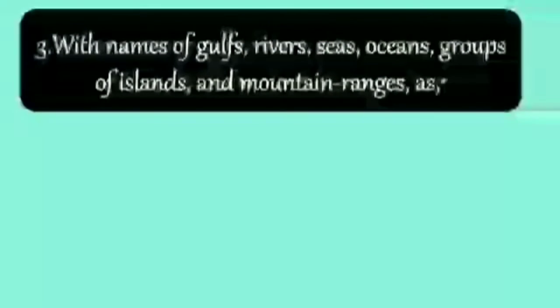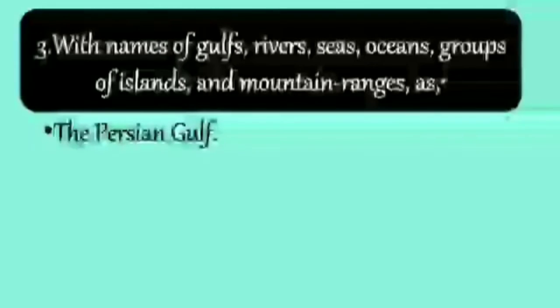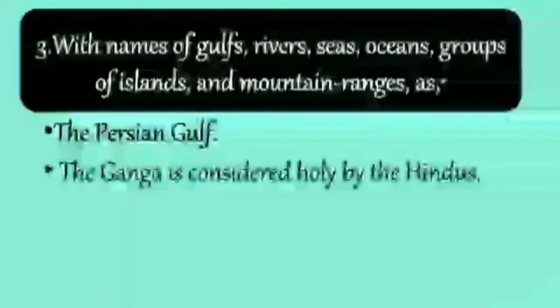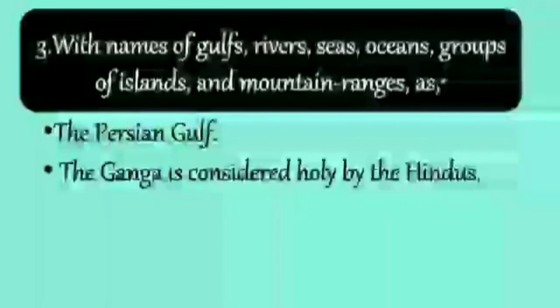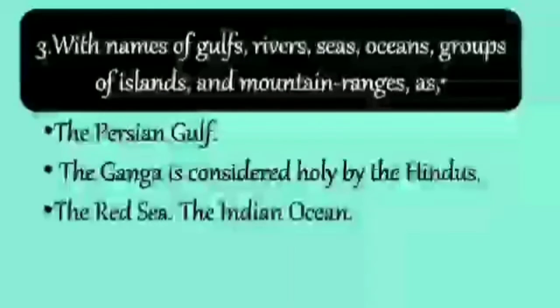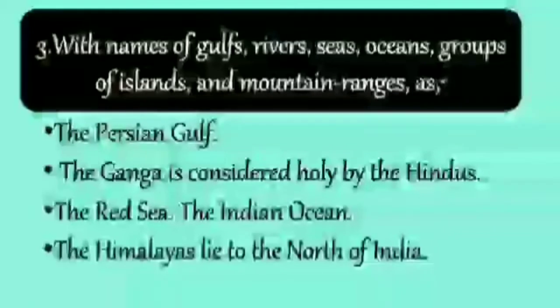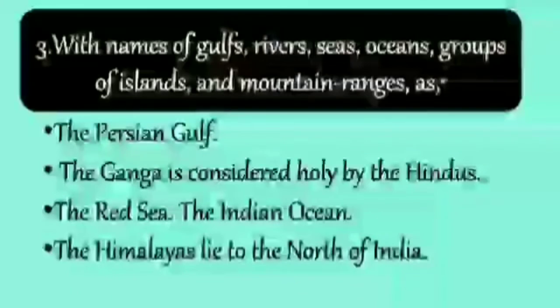The third use of the is with the names of gulfs, rivers, seas, oceans, groups of islands, and mountain ranges. For example, the Persian Gulf. The Ganga is considered holy by the Hindus. It is a specific river. The Red Sea, the Indian Ocean, the Himalayas lie to the north of India.